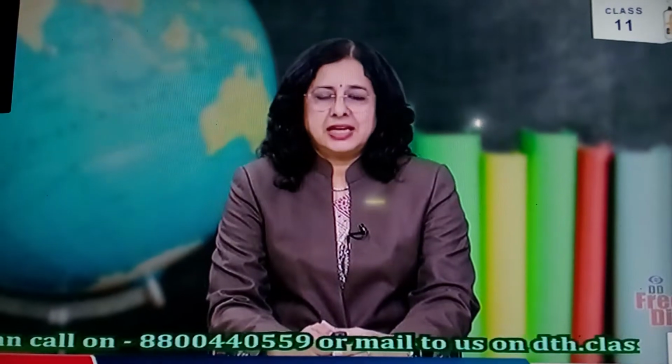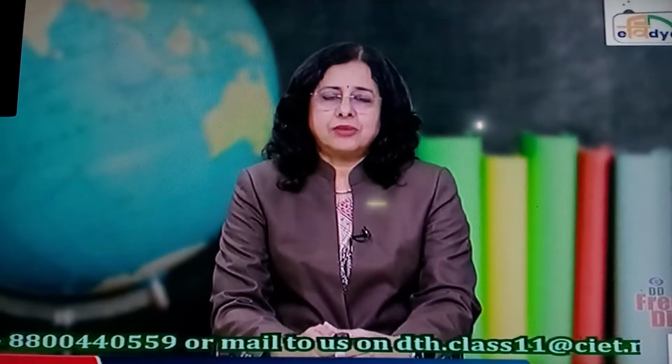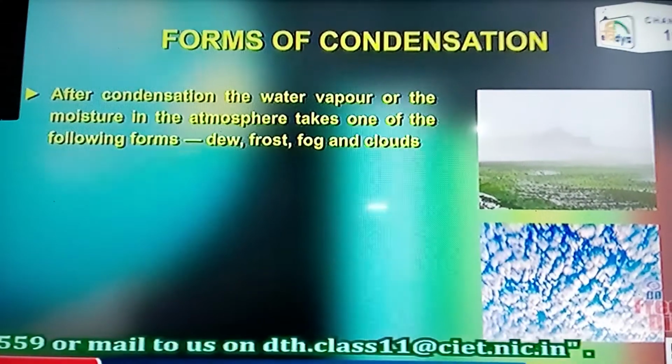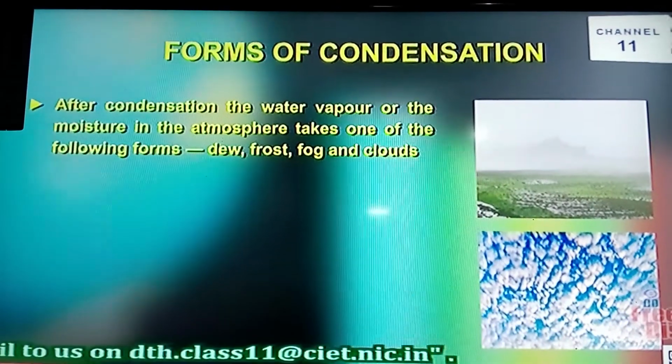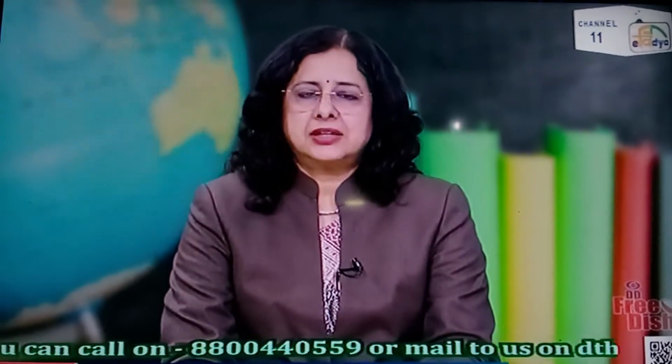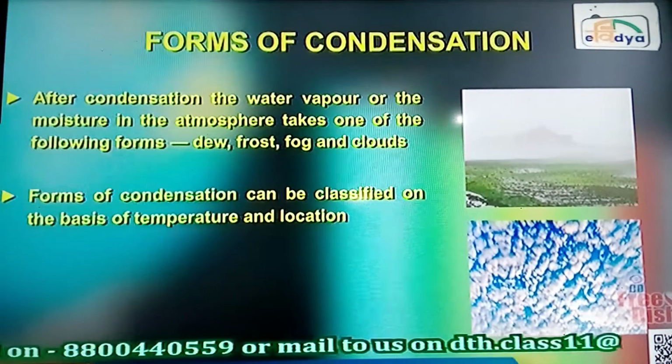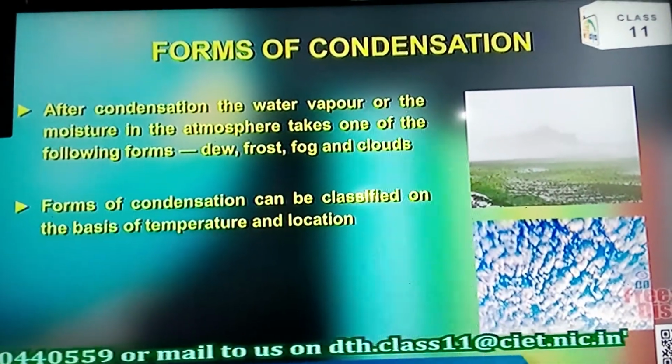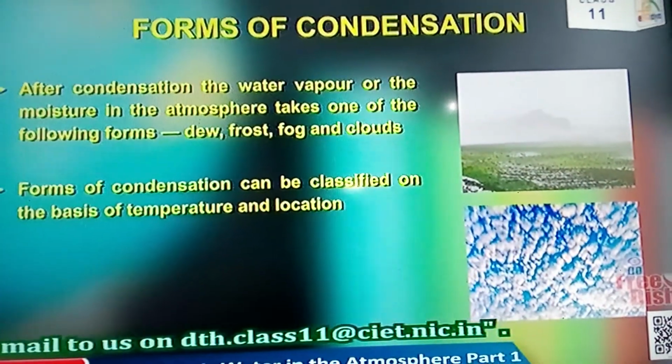This condensation takes place in various forms. Let's study about all these forms now. The various forms can be dew, frost, fog, clouds. We'll try to find out the difference between dew, frost, fog, mist, rainfall, drizzle, etc. Now, after the condensation of water vapor, the moisture in the atmosphere takes one form or another. Forms of condensation can be classified on the basis of temperature and location.